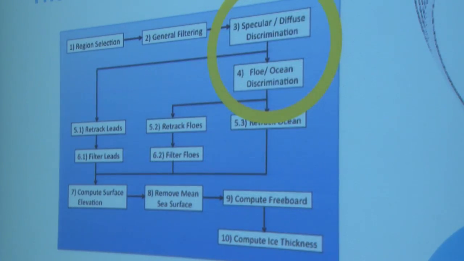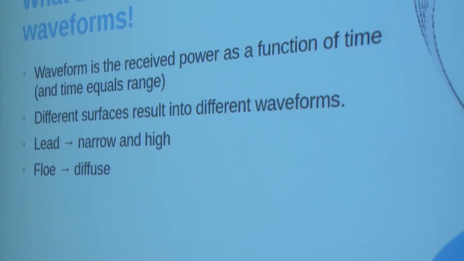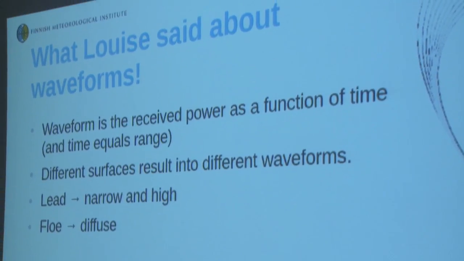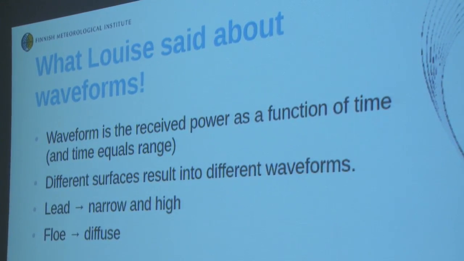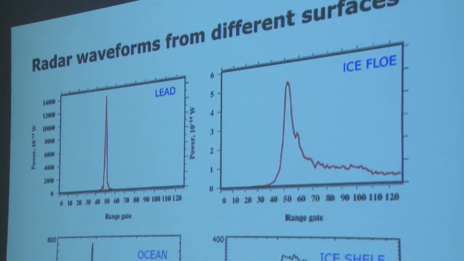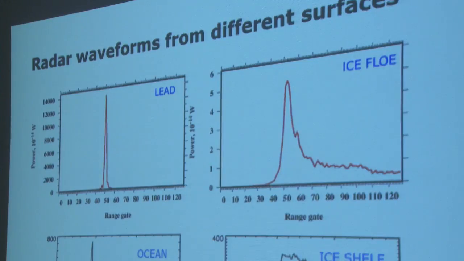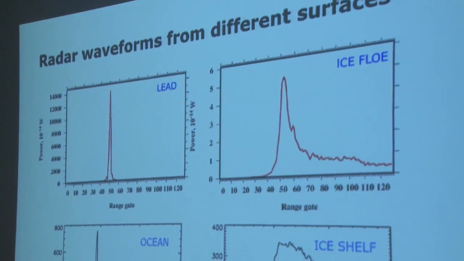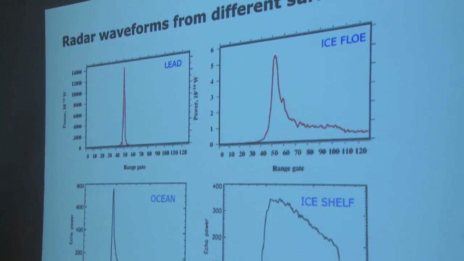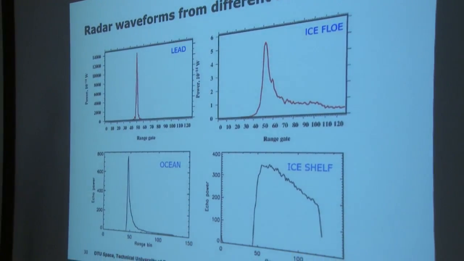The first one is the floe ocean and floe lead discrimination. Once again, we remember what Louise said about waveforms. Different surfaces result in different waveforms. Thanks, Louise, for letting me steal the slide. But leads are smooth. They return a specular echo.